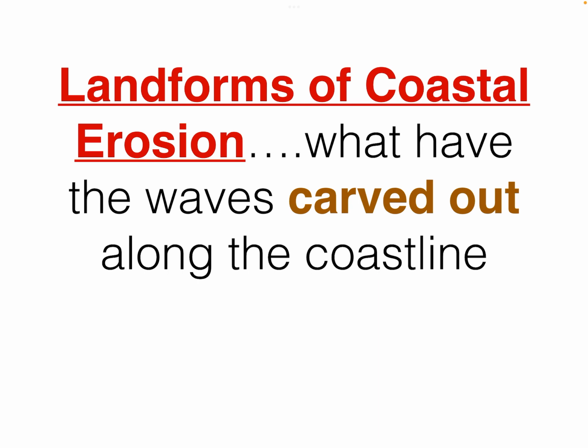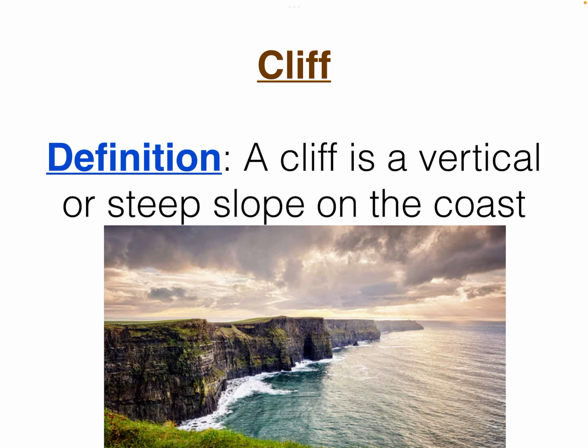Okay, so if the waves are constantly hitting off of the coastline, what landforms are the waves carving out? Well, the first obvious one is a cliff. Okay, and we've studied this. So very quickly, a bit of revision. What is a cliff? It's a vertical or a steep slope along the coastline. As you can see, the Cliffs of Moher in the photos there. So it's a very steep cliff, a very steep slope, vertical.